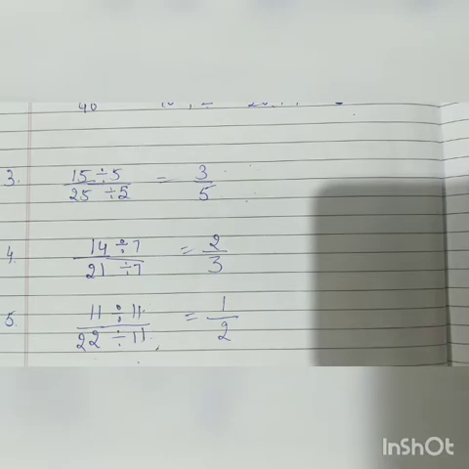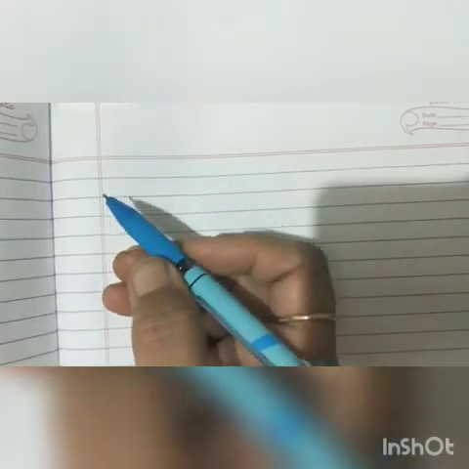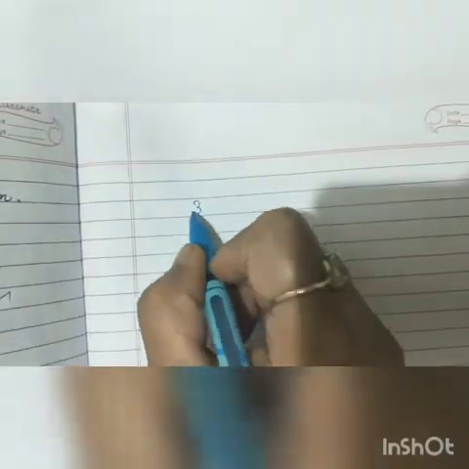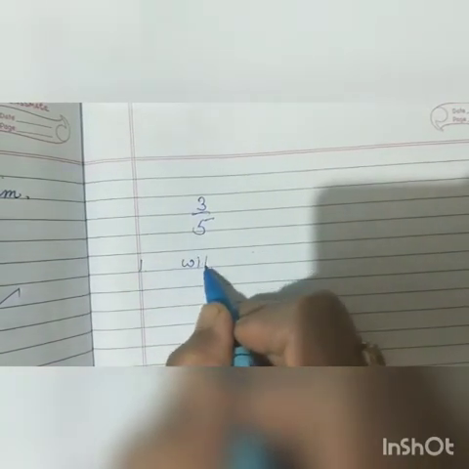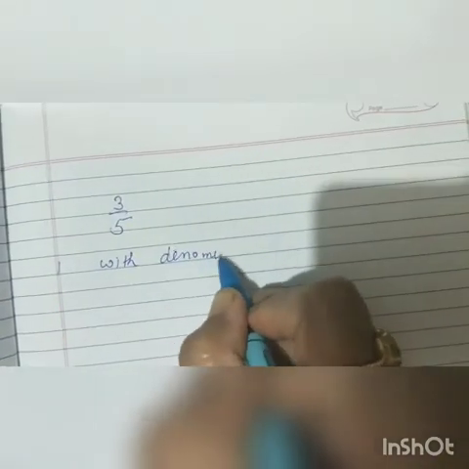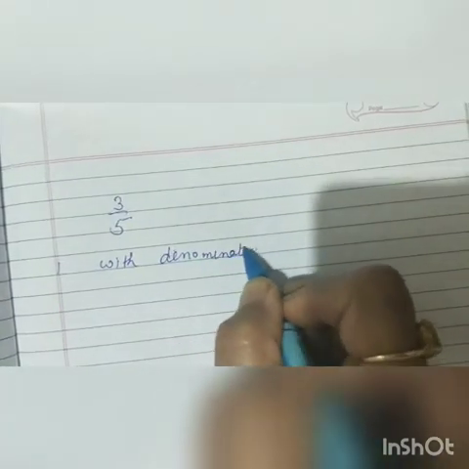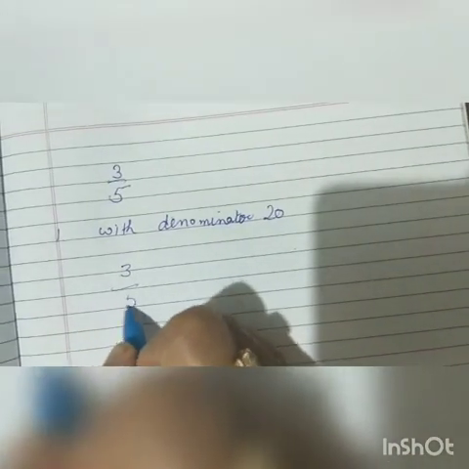So question is clear. Now I am doing question F. Question F is, find the equivalent fraction of 3 by 5. We have to write equivalent fraction of 3 by 5. First is with denominator 20. Fraction is 3 by 5.